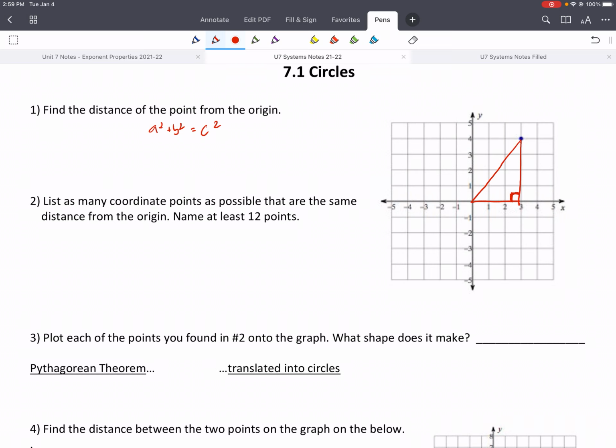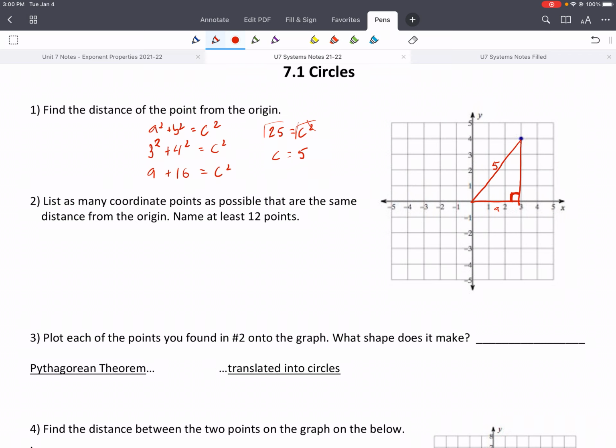Okay, so we could say that a could be 3, and the height of the triangle would be 4. So we got 3 squared plus 4 squared equals c squared. So this would be 9 plus 16 is equal to c squared, and we'd end up getting 25 is equal to c squared. And we don't want to know what c squared is, we want to know what c is. Well, we'd have to square root both sides, and we'd get c is equal to 5. So we know that this is 5. So if we use the Pythagorean theorem, we can find that distance, or that hypotenuse that we're looking for.